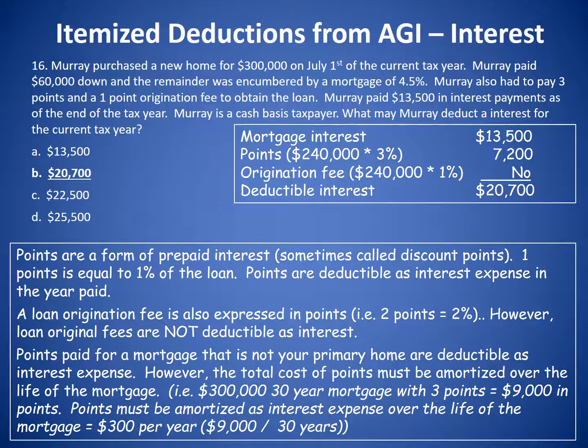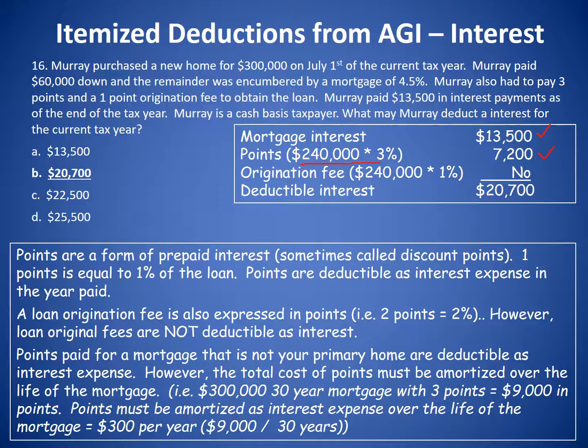And we have to take a look here. We start out with our mortgage interest of $13,500 plus we can add any points paid to obtain the loan. And what we're going to find out here is that points are basically a form of prepaid interest, and each point is equal to 1%. So for our mortgage, we had a $300,000 home and we paid $60,000 down, so the mortgage would have been $240,000. So $240,000 times 3% equals $7,200.